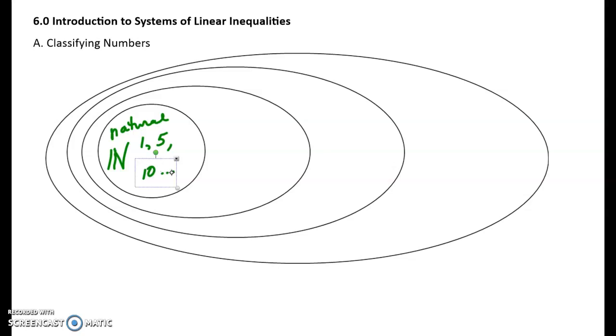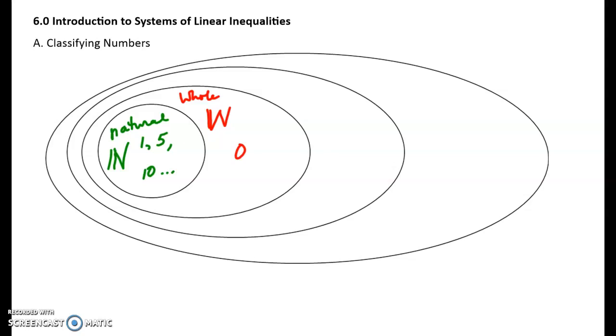Then you learned whole numbers. Now, the only difference here is that you added 0. When you started counting, you didn't understand the value or quantity of 0. But as you get older, we learned these are the whole numbers. They're abbreviated with a capital W. And they include all the natural numbers plus the number 0.